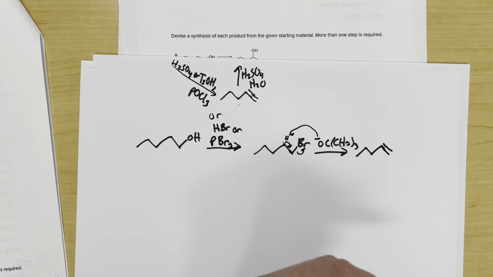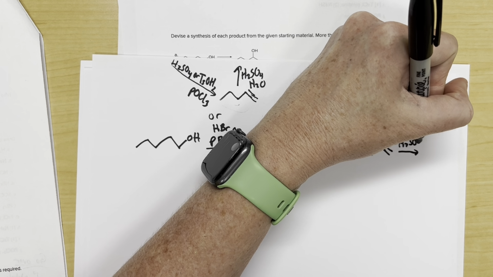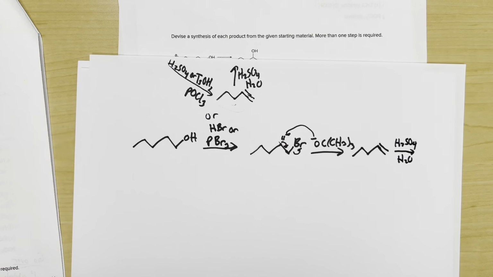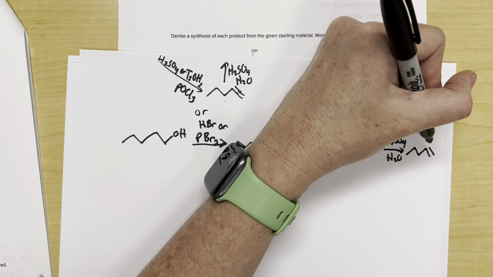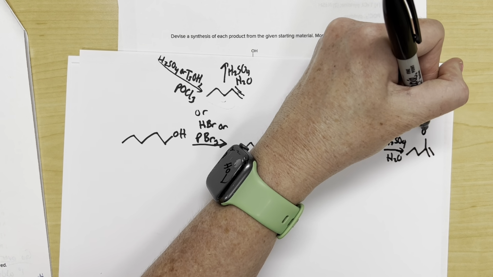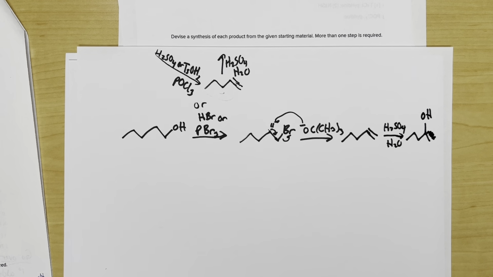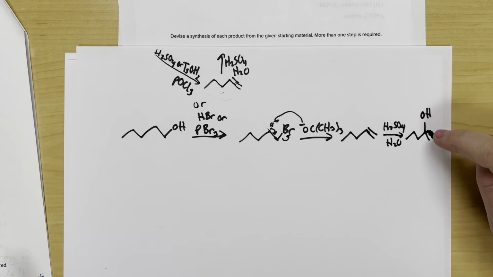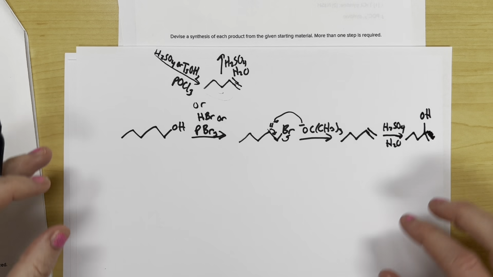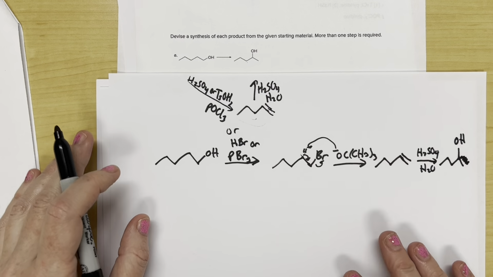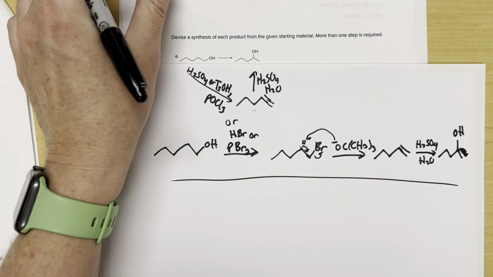And then, once again, you can use H2SO4 and H2O, and we know that that will force the alcohol up here. If we wanted to put the alcohol on the primary, remember that's where we have to use the BH3. All right, so there's just two ways to do it. There's lots of different ways that we could do it. Let's move on to B.